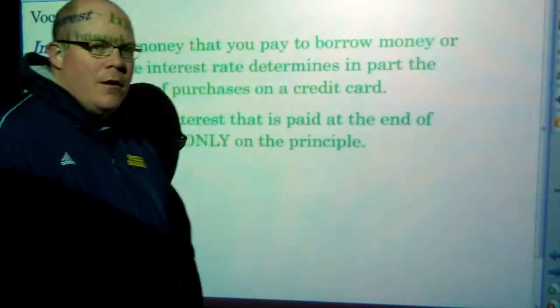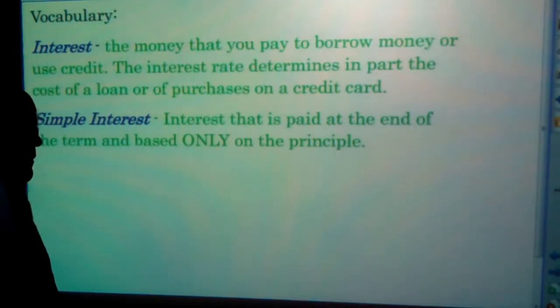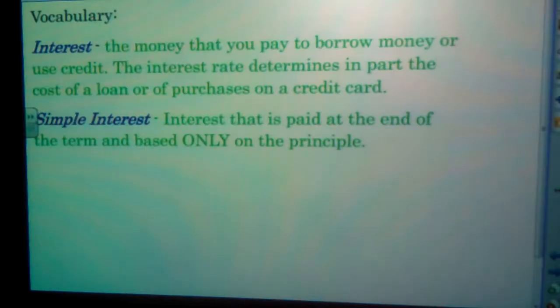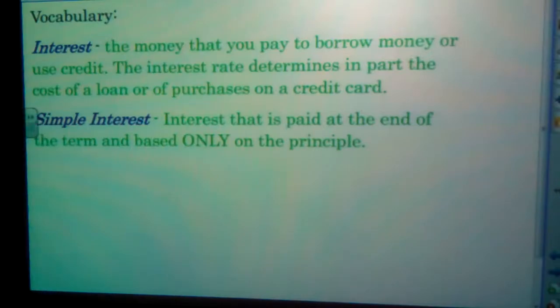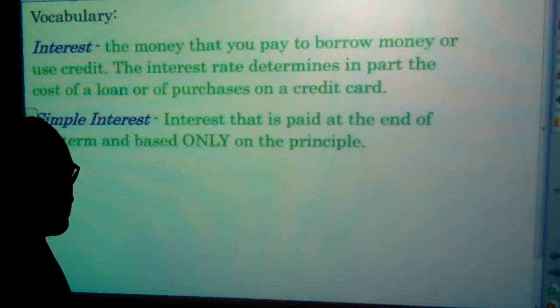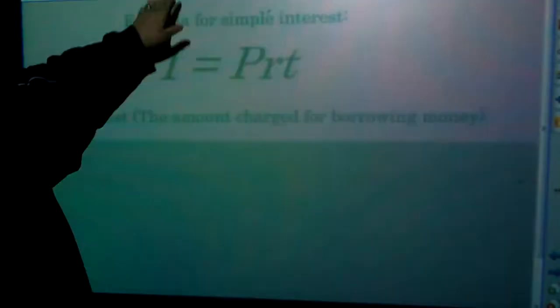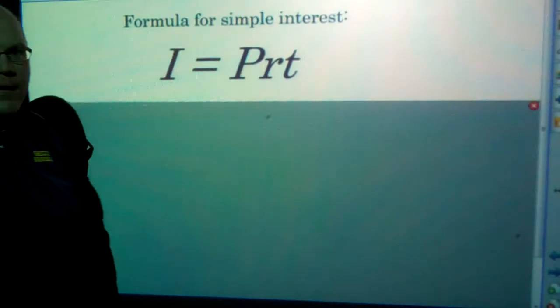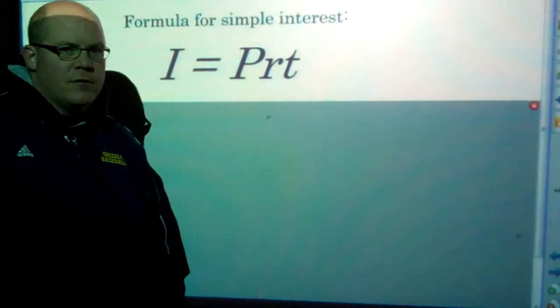The second word on here is simple interest. And that is the interest that is paid at the end of the term and based only on the principal. So let's get into the different parts of the formula. The formula to find simple interest, really easy. I equals PRT. And we're going to talk about what each of those letters mean.